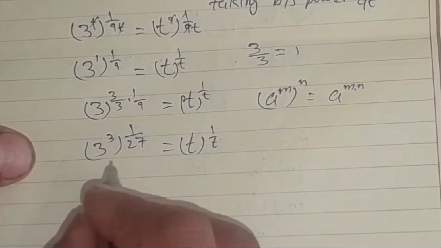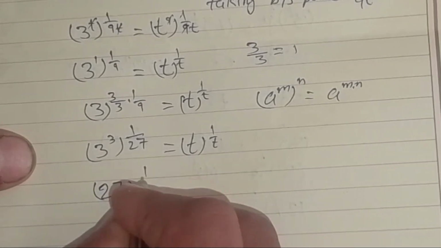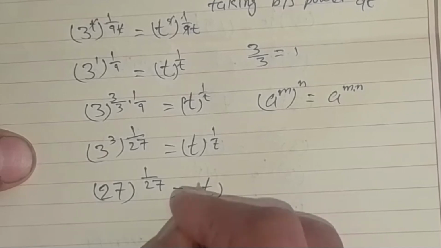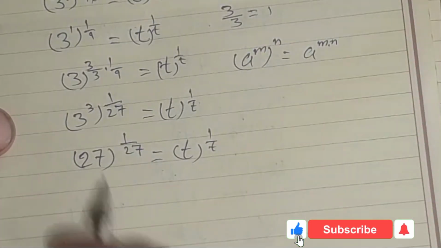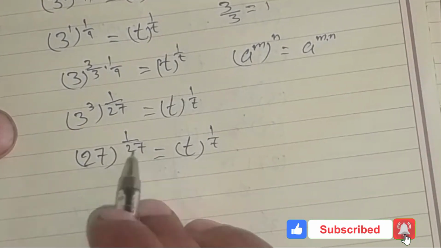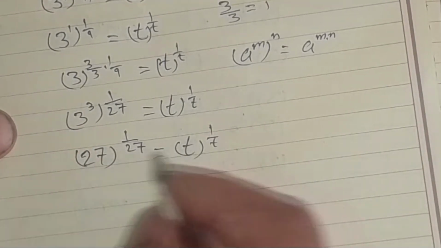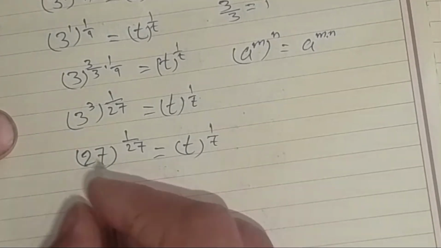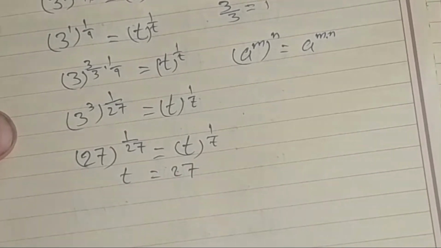Now 3 power of 3 equal to 27, power of 1 over 27 equal to t power of 1 over t. Now comparing, base with base and power with power, 27 equal to t and 1 over t is equal to 1 over 27. So the value of t equal to 27.